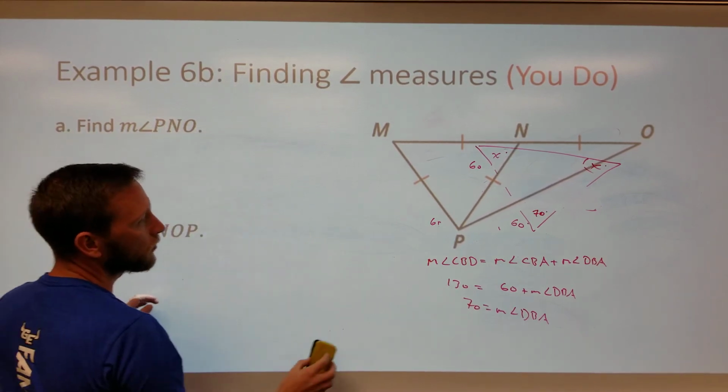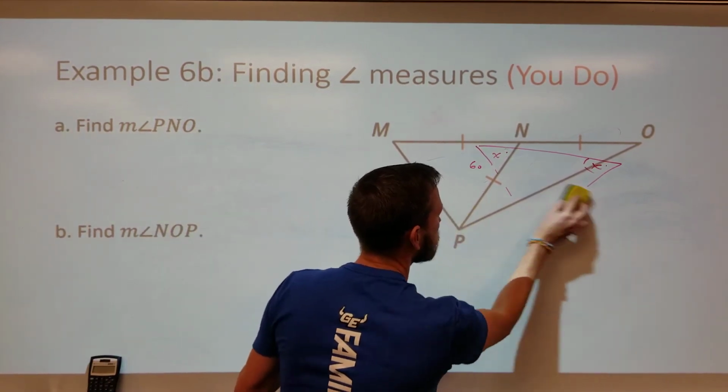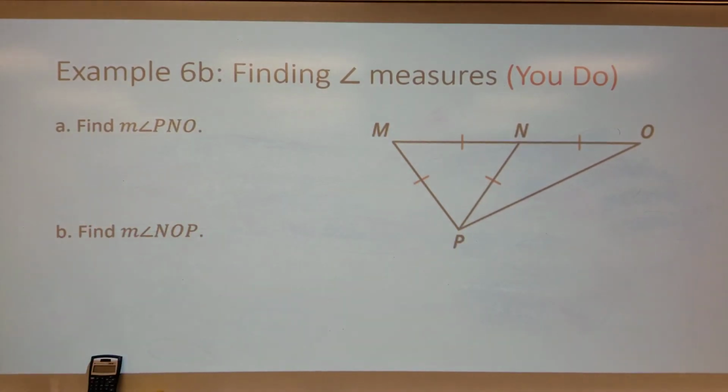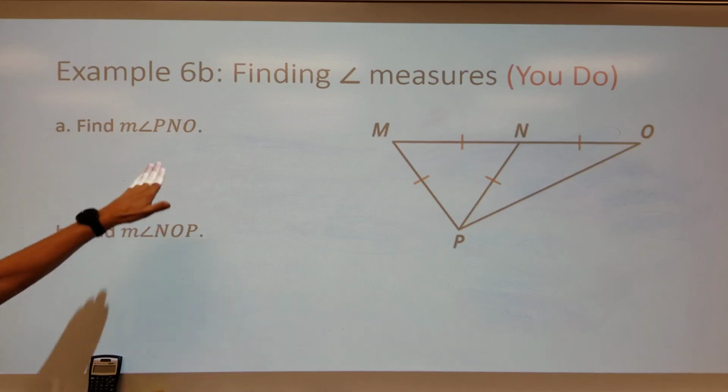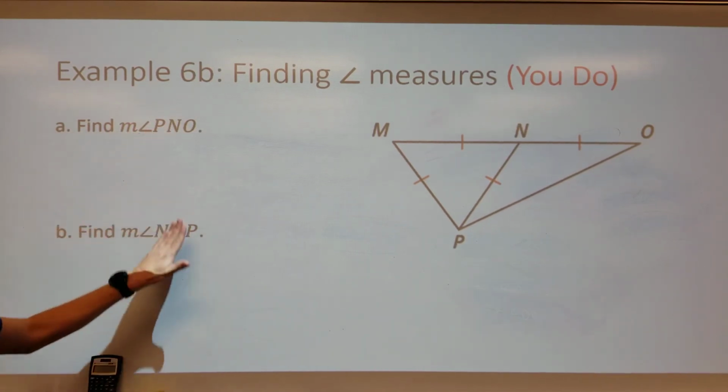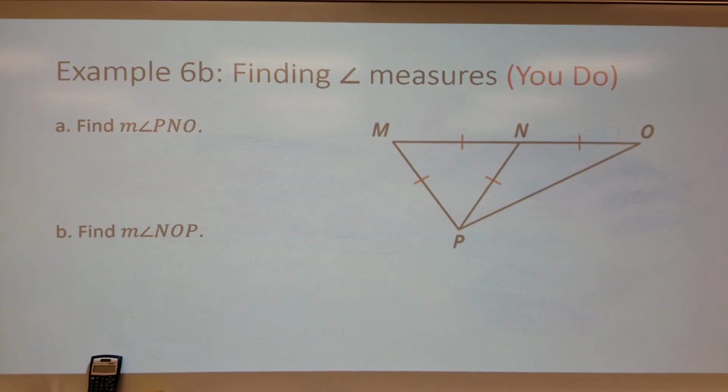All right, this one, I want for you to do. Take some time to draw that picture. Take some time to label what you know. And use the triangle angle sum theorem. Use a linear pair of angles there. And find the measure of angle PNO and angle NOP. You need to do this probably before you can do that. Enjoy. I'm going to go to the next slide though.